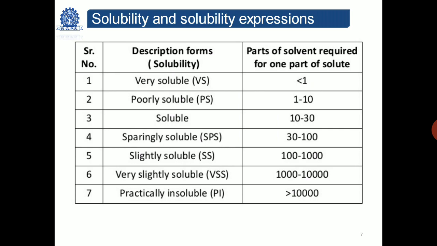When we say soluble, at that time 10 to 30 parts of the solvent are required for one part of the solute. So this is a representation. This is one of the expressions of the solubility according to pharmacopoeia.